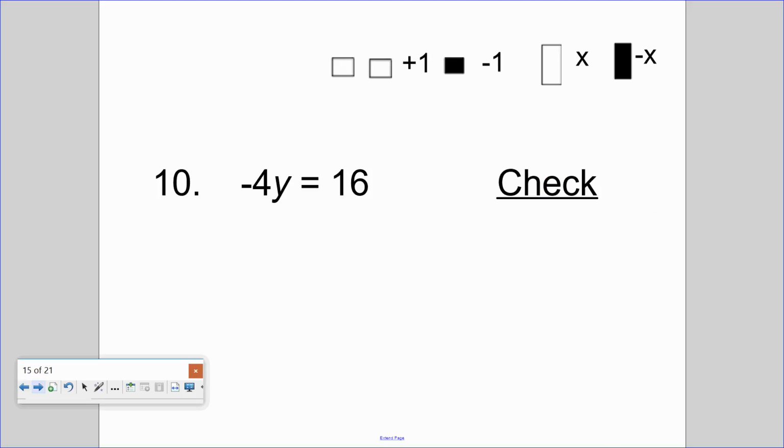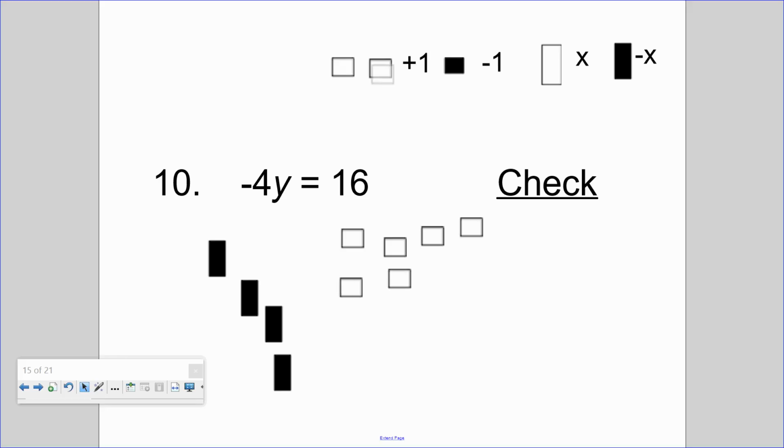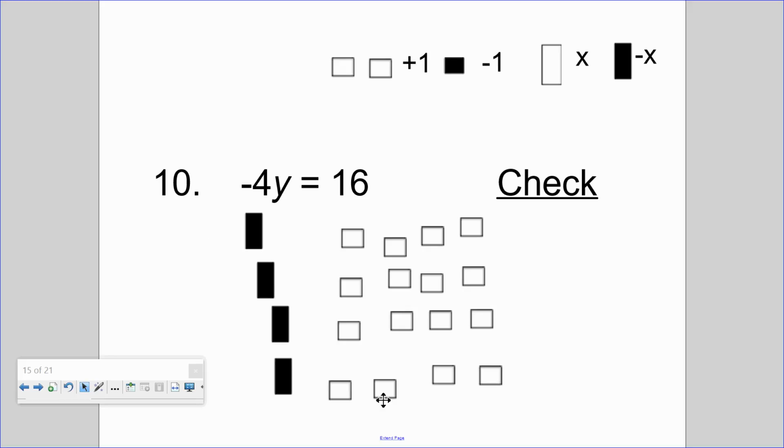And our last example, we have -4 y's, and you have 16. 1, 2, 3, 4. 1, 2, 3, 4. 1, 2, 3, 4. That's 12, 13, 14, 15, 16. So what would each -y equal? I didn't do it on purpose, but it seemed like I already grouped them. Each -y equals 4. But again, I'm solving for y.